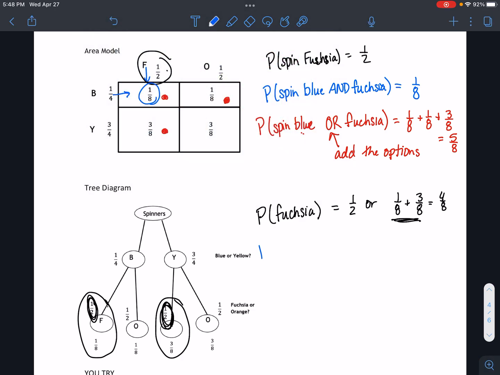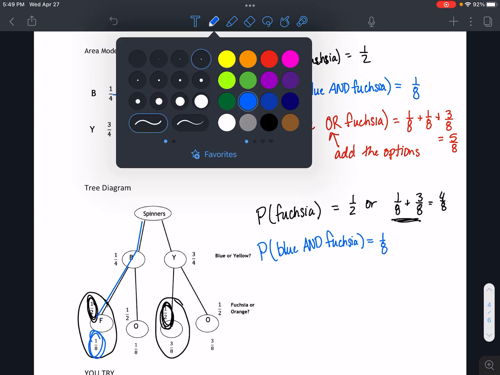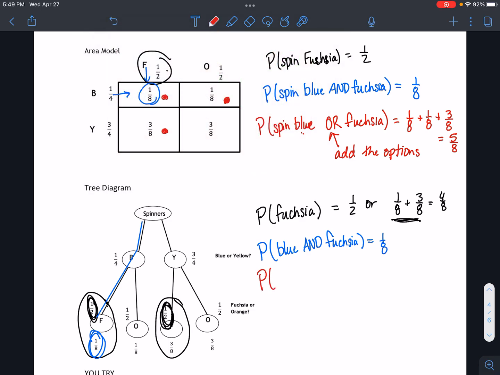I can also figure out the probability of blue and fuchsia. I don't know why I picked the hardest word to spell. So blue first, then, whoops, don't turn into a line. Blue first, then down to fuchsia means I care about that branch and only that branch, which is this 1/8 right here. And then finally thinking about probability of blue or fuchsia.